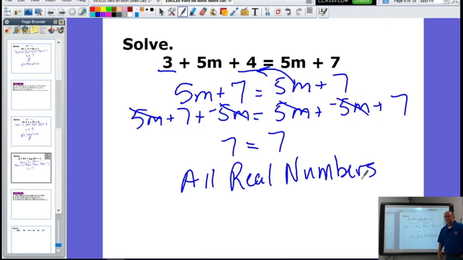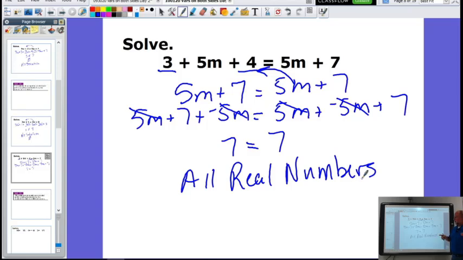as the solution. Because every number that fits on a number line, I could plug into that M and get the same exact answer. I'd get 7 equals 7 every single time. So every number works. So that's two scenarios that are kind of crazy, okay? Where we've got a normal, regular problem, but our variables are eliminated. And you have two types of answers.